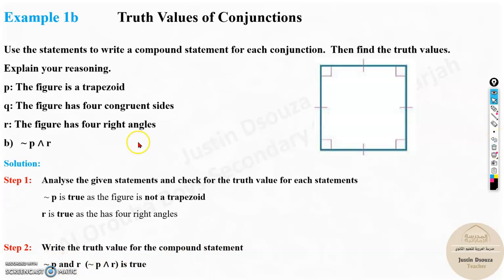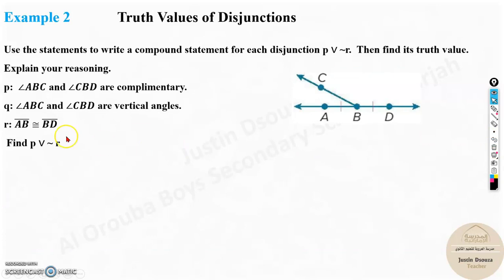That is the answer. Similarly, we can write a disjunction, but the only thing is you should remember a disjunction is true if any one of the statements is true. It's only false when both the statements are false. Now over here, look at this figure they have given, and the statement states that ABC and CBD are complementary.